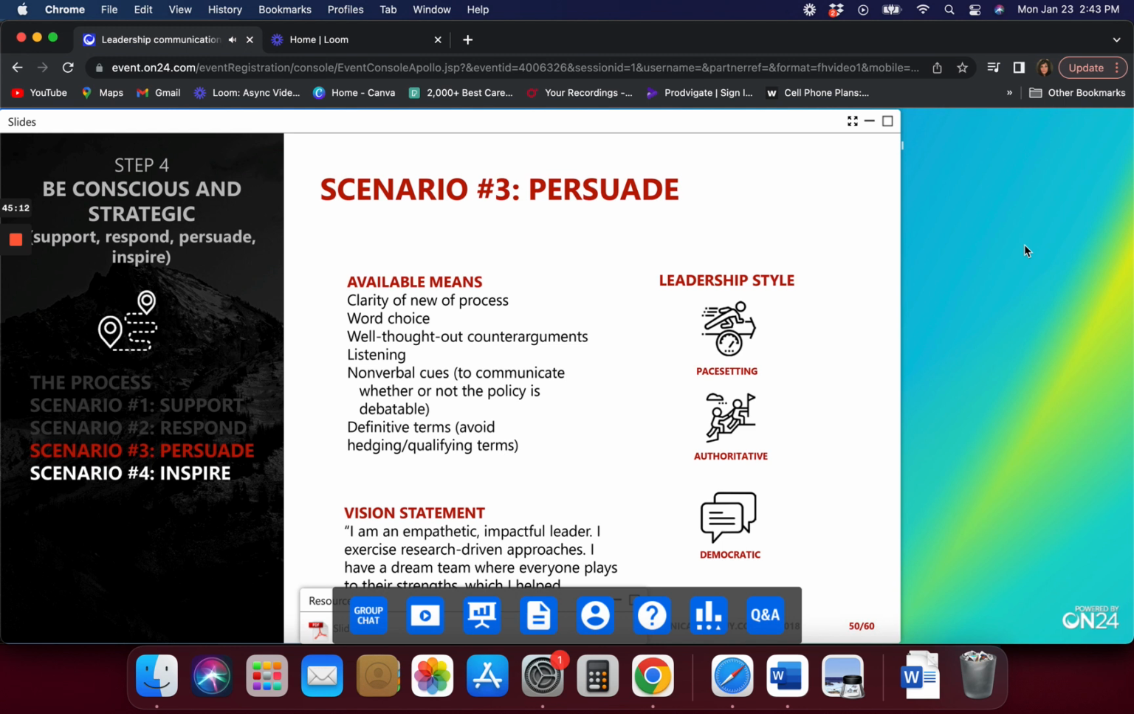Stick to your vision statement. Again, leadership style, a lot of times in the persuasion mode, we have to think from a pace-setting mindset, possibly authoritative. If your employees raise enough serious concerns that you're like, oh, yeah, that's actually a really good point, you might open it up for a democratic discussion and move that route.